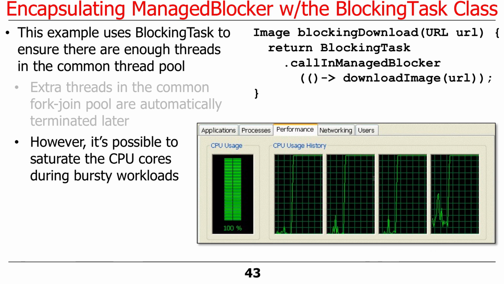The one potential downside with this model is that you can end up saturating the CPU cores during bursty workloads. So if it turns out that, all of a sudden, there are 2,000 images to download, this type of approach will end up making a huge number of threads in the common fork join pool for that bursty period. So you could end up, for that period, sort of pegging the CPU, which may or may not be a bad thing. I mean, it's not the end of the world usually.